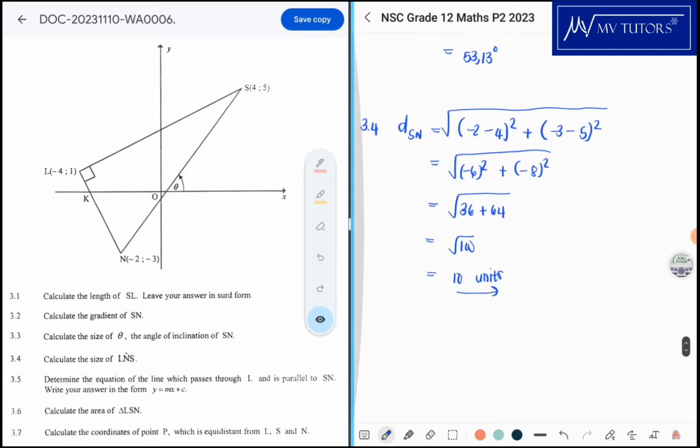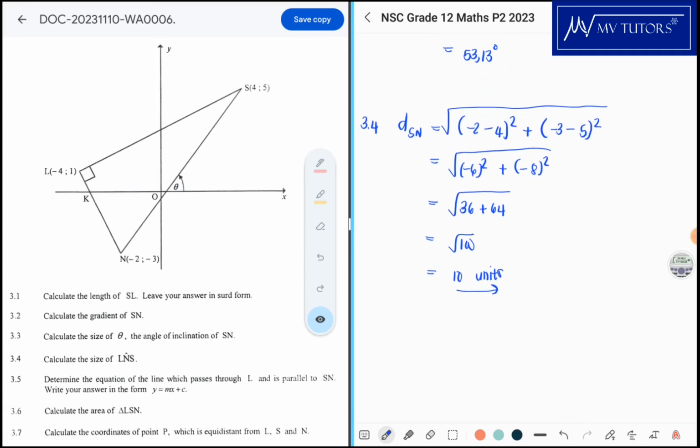We're not done yet though. We want the angle LNS. So I would say sine alpha, but the marker needs to know what alpha is. You should have just said, let angle LNS equal alpha, so that you can guide the person who's marking your test. So sine alpha is equal to SL over SN.